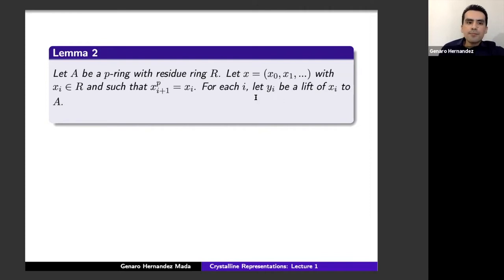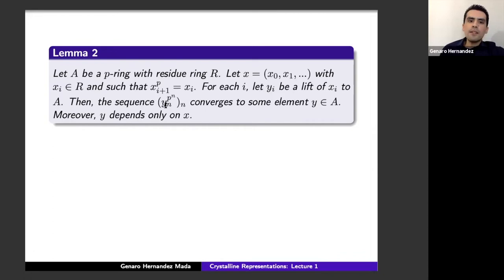Then the sequence that we have, y_n to the power p to the n, okay? That sequence converges to some element in A. And more importantly, that element depends only on x, on the sequence. So it does not depend on the choice of lifts that I have, okay? It depends only on the elements of the sequence.